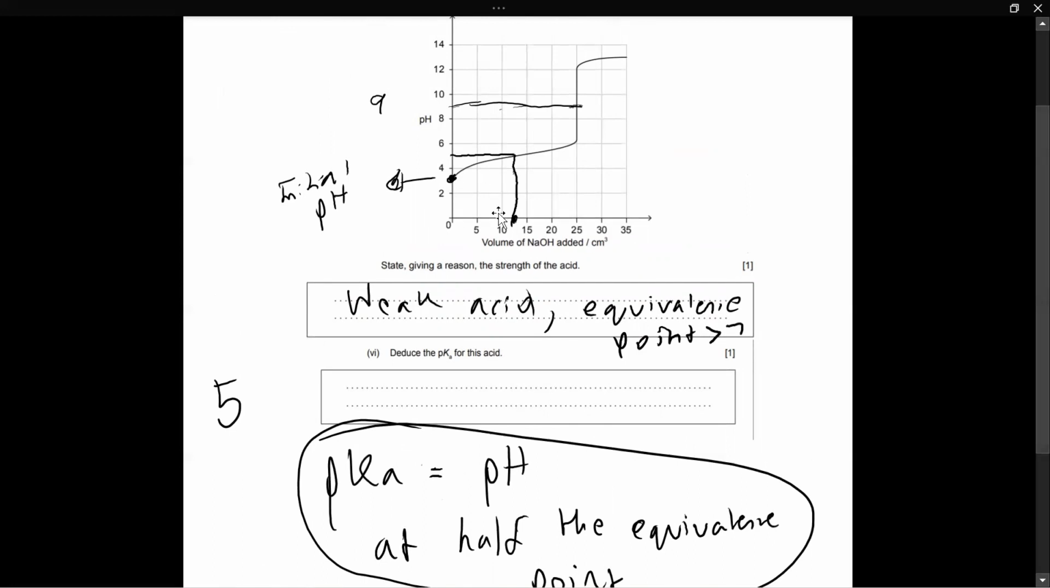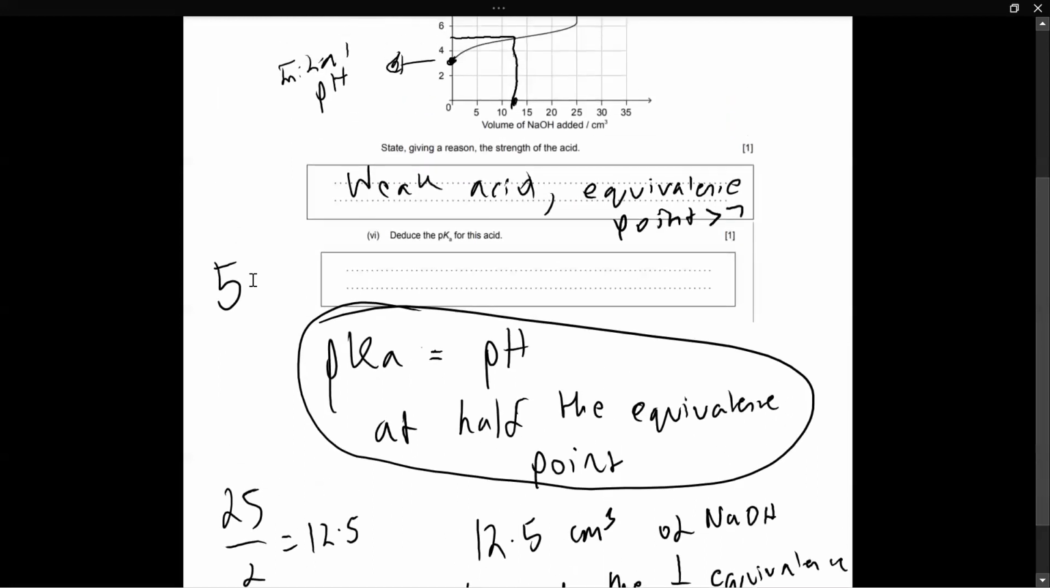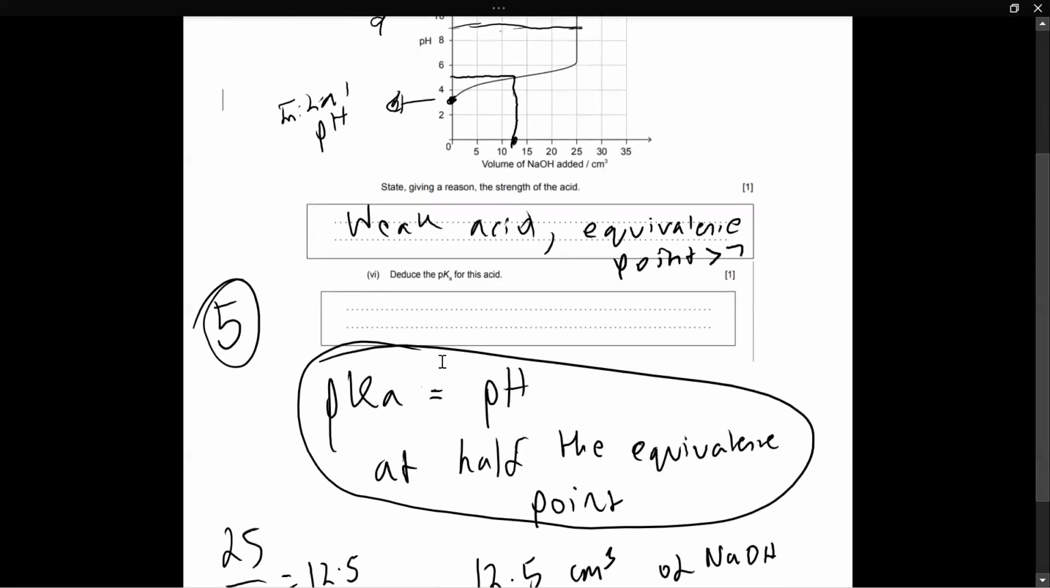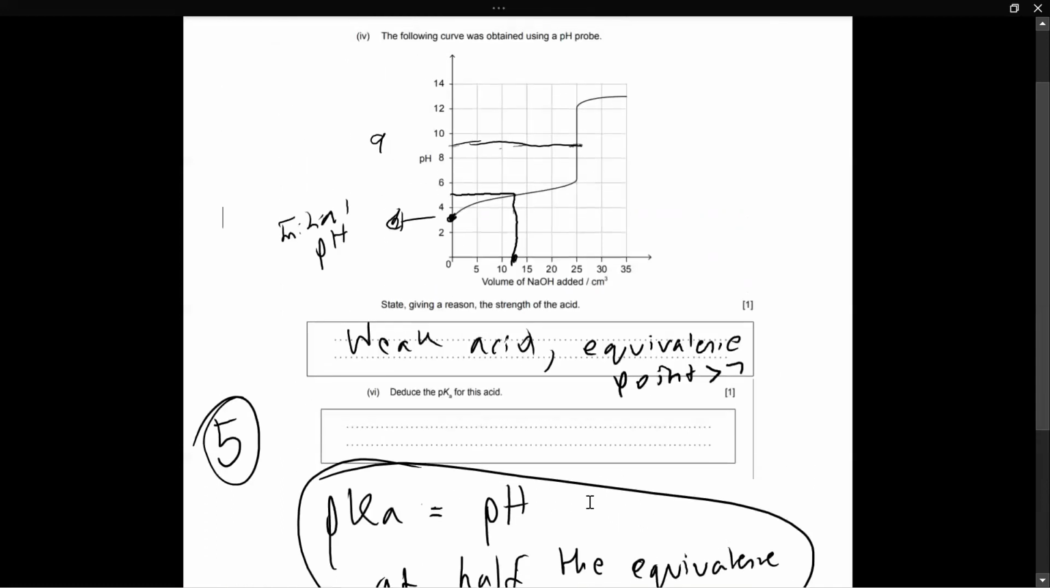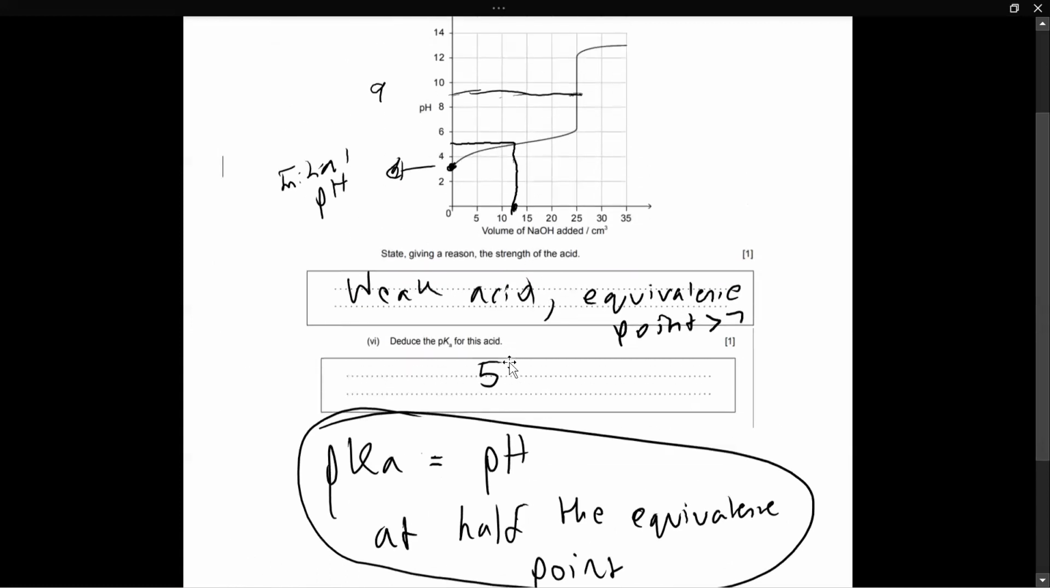So if the pH at half the equivalence point is 5, and we know that the pKa is equal to the pH at half the equivalence point, we know our answer. The pKa for this acid is 5. That's it. That's how simple the question is. Hopefully you have understood that.